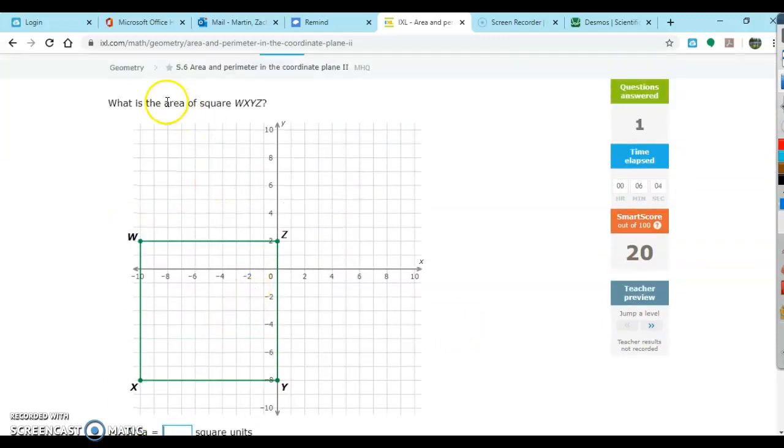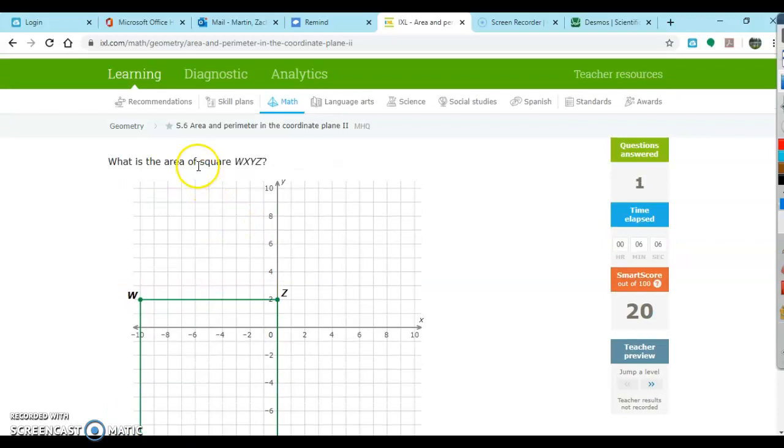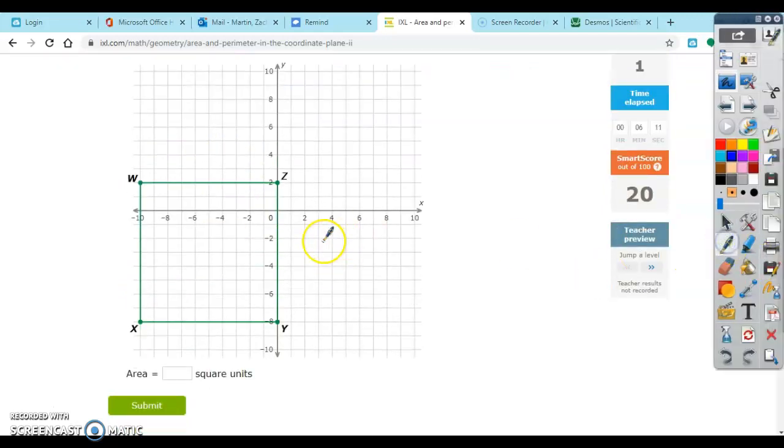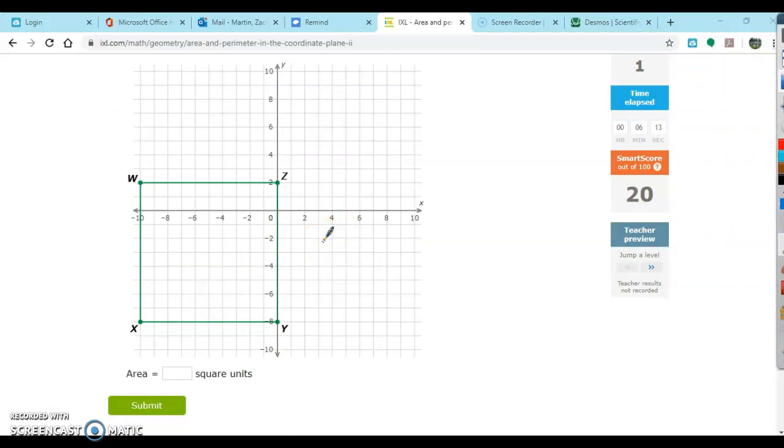This one's going to be pretty simple. This says, what's the area of this square? Hone in on those things. This is a square. They've already told us all sides are congruent. So if I can figure out the length of one side, I'm just going to square it. That gives me the area of the square.